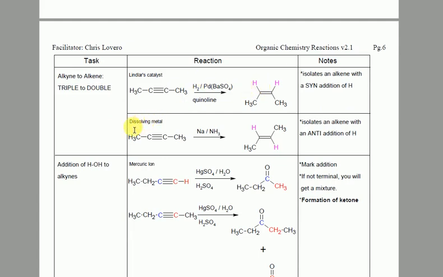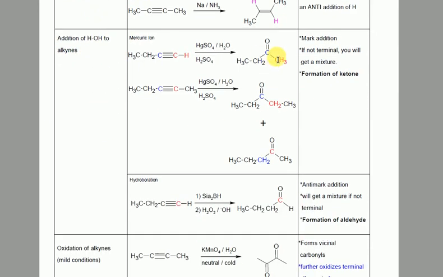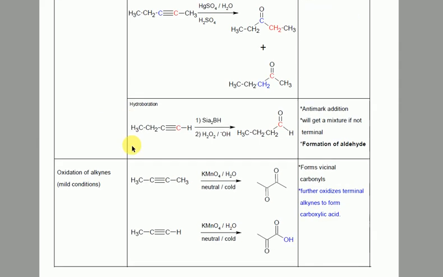Hydrogenations with alkyne to alkene reductions. You don't need to know how these work. You just need to know it forms ketones. This one forms aldehydes. You don't need to know how they work though.